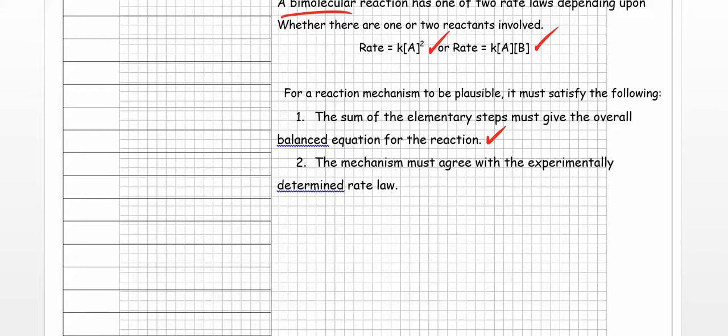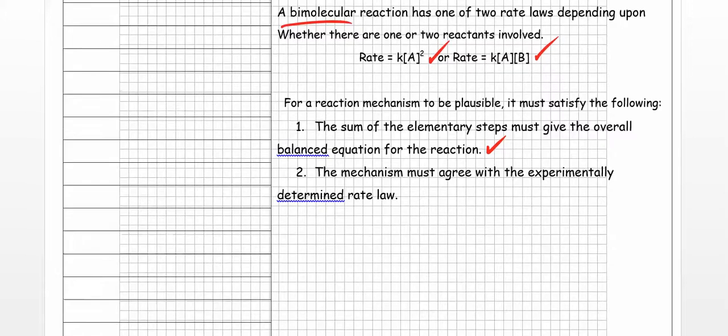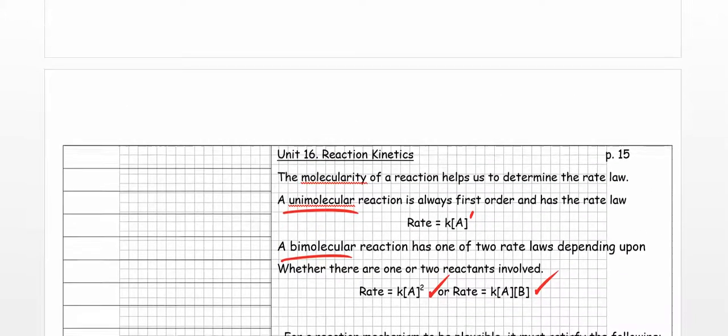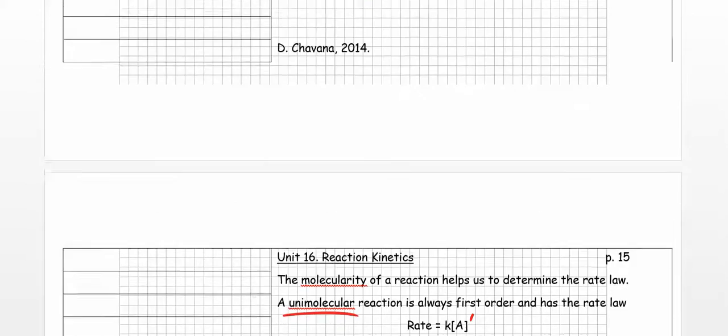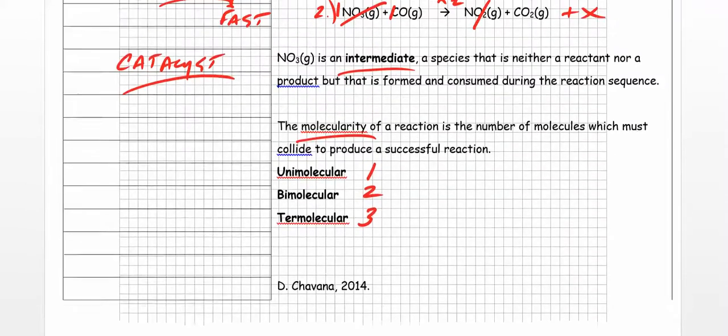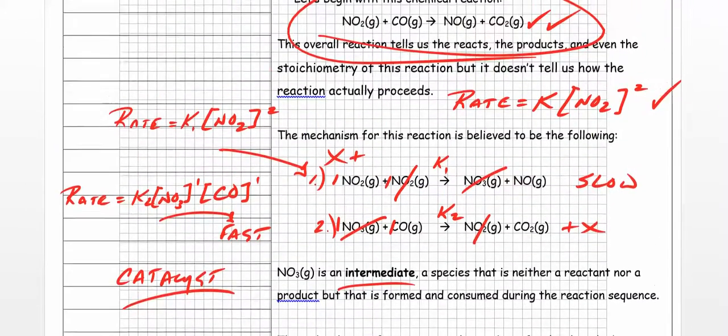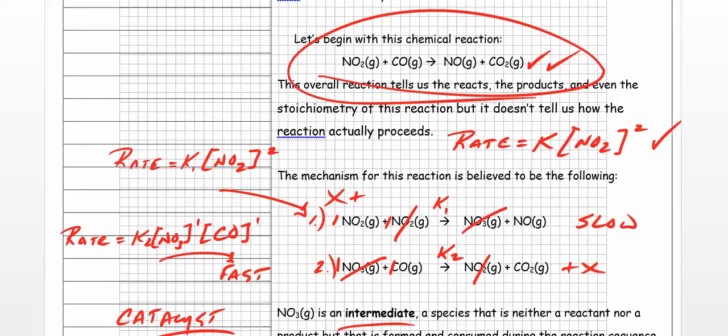Now, here's the second kind of criteria that must be overcome. Number 2 says the mechanism must agree with the experimentally determined rate law. And that's for the slow step, okay? The mechanism must agree with the experimentally determined rate law. So when we say the mechanism, we mean the slow step of the mechanism. So let's go back up to the mechanism once again and look to see what the rate law was. The rate law was this right here.